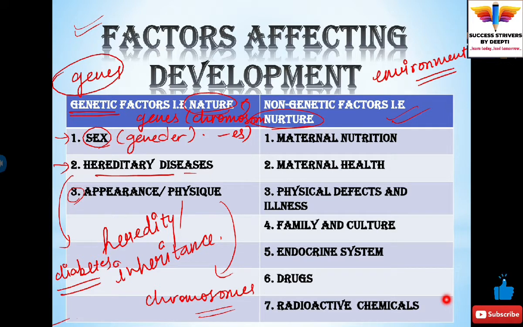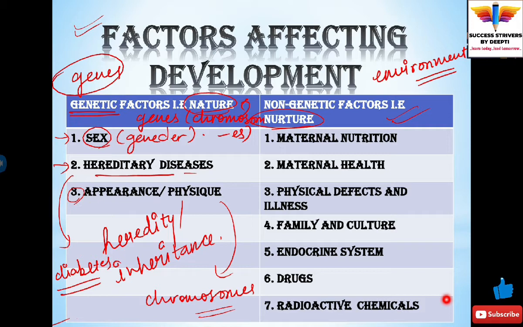The first one is the maternal. Maternal relates to the mother's health. So here we are talking about the mother's nutrition. The second one is maternal health, almost similar to this. The third one is physical defects or illnesses. We can get these illnesses as a result of the environment.